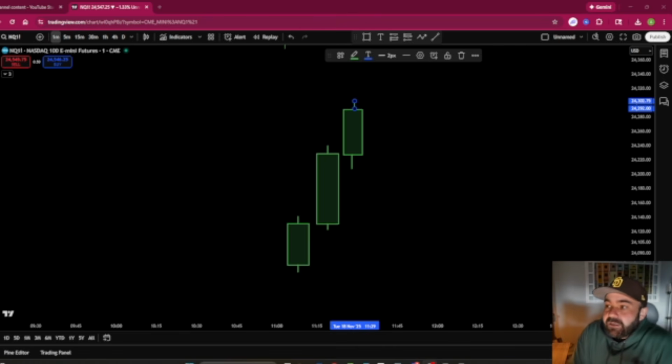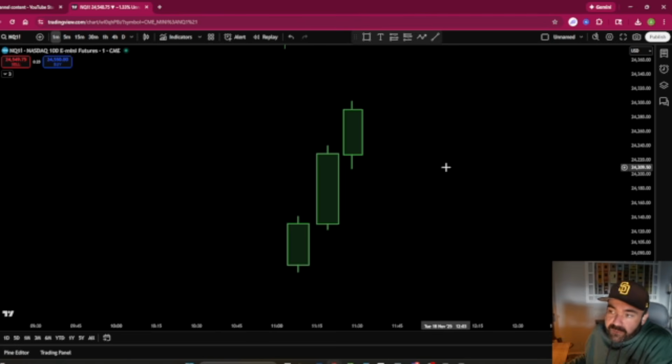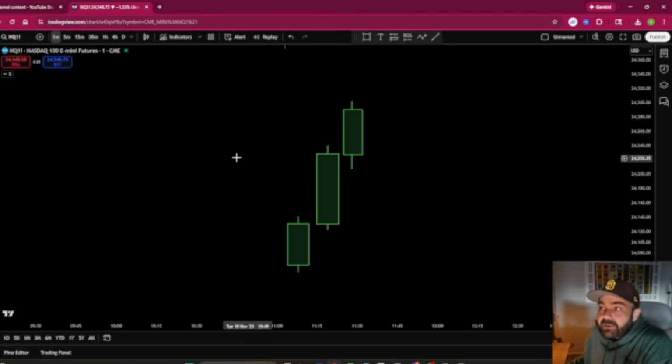So this custom hand-drawn one-of-one piece by me right here is a fair value gap. I don't even have my wicks lined up correctly, which is going to bug me. Anyways, we're not going to let it bug us. We're just going to talk about it. This is a fair value gap. How do you determine a fair value gap?